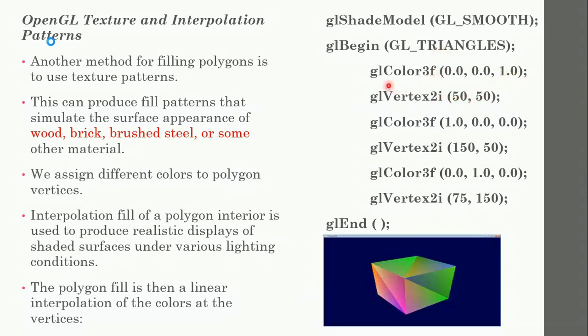So that is how you color the particular vertex. The coloring of the vertex is being done. And see the next vertex, that is with red color, and the third vertex, that is with green color. So you have actually defined different colors for each of the vertices in this case. Okay, so this is called interpolation filling. So interpolation filling of a polygon interior is used to produce realistic displays of the shaded surface under various lighting conditions. The polygon fill is then the linear interpolation of the colors at the vertices.